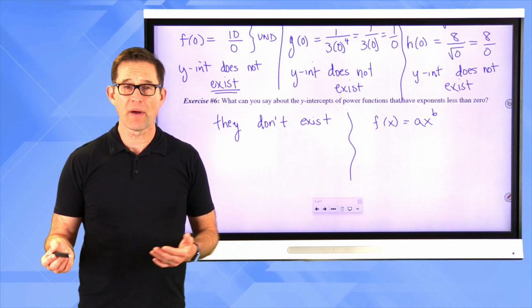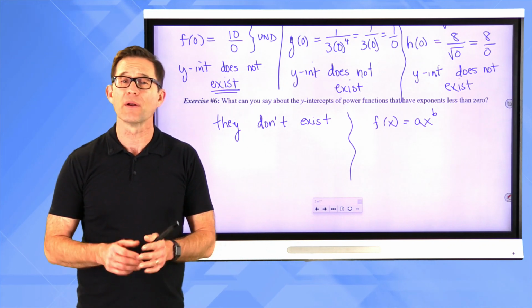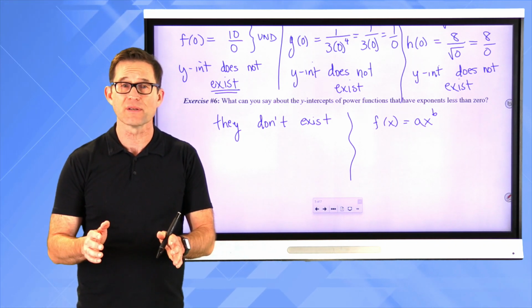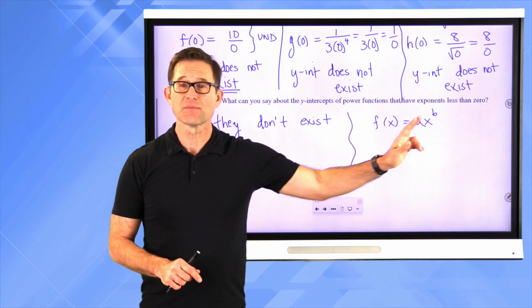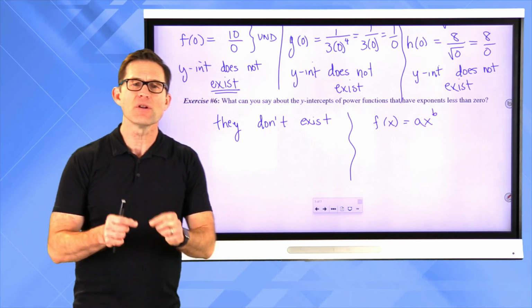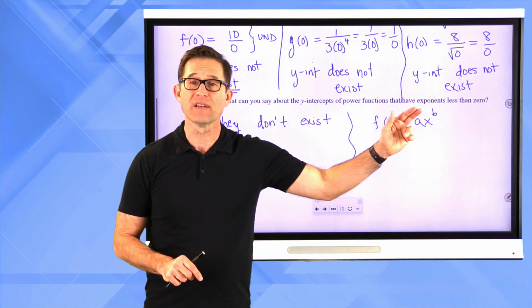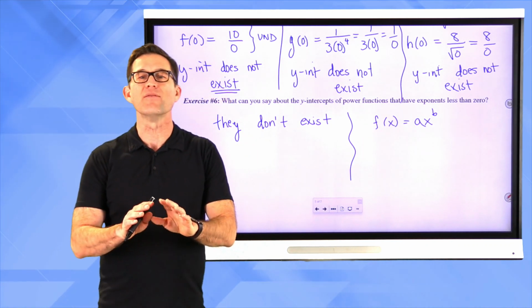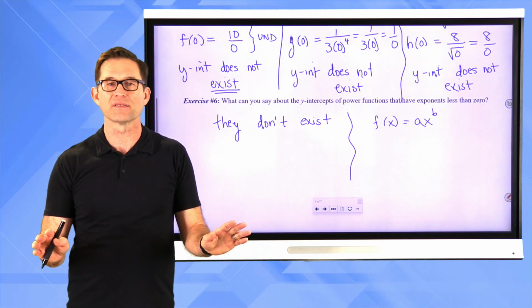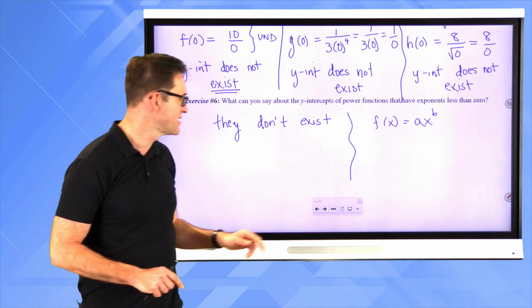So in terms of power functions, they really break down into two very distinct categories. In one category, the exponent is positive, and the function passes through the origin. In the other category, the exponent is negative, and the function never even touches the y-axis. All right, let's keep going.